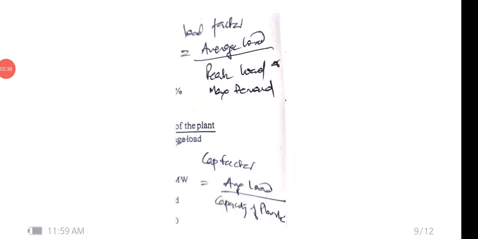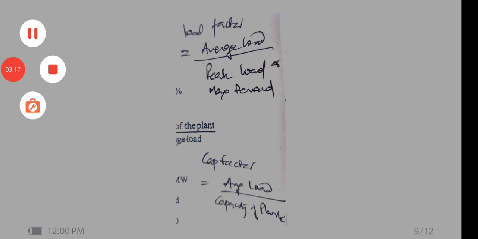Now you can see here load factor. Load factor is nothing but average load divided by the peak load or maximum demand. Second, capacity factor is also given here. Capacity factor is average load divided by the capacity of the plant, whatever is the installed capacity, like 210 megawatt given here. So these are two things: load factor is average load divided by peak load or maximum demand, and capacity factor is average load divided by the capacity of the plant itself, like 210 megawatt in this case.